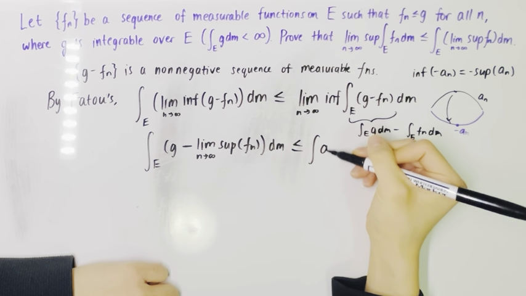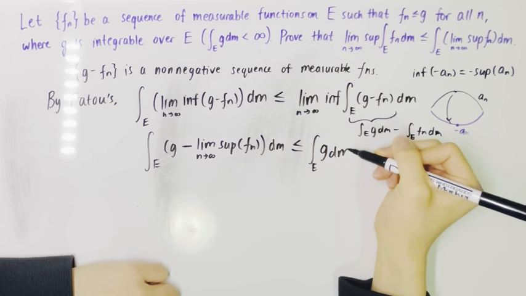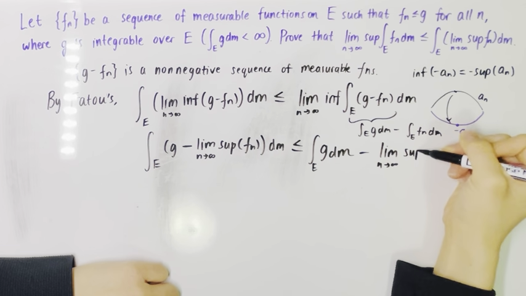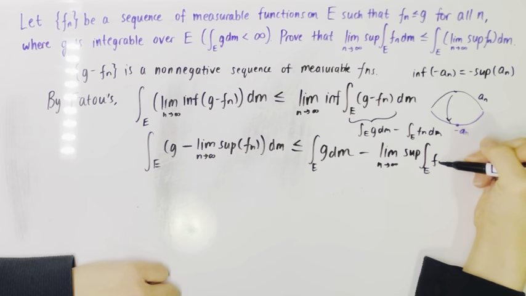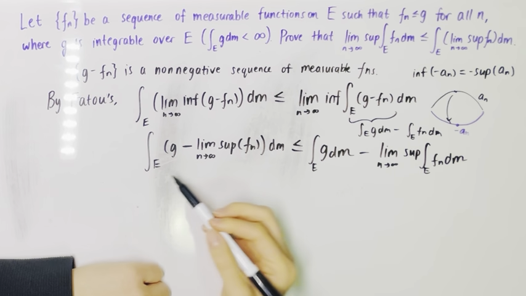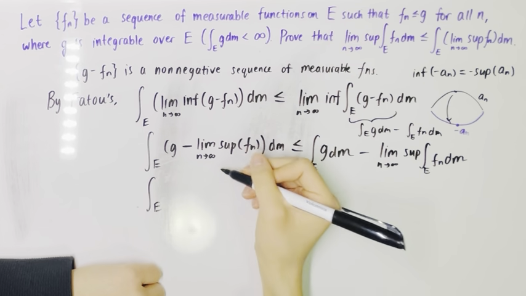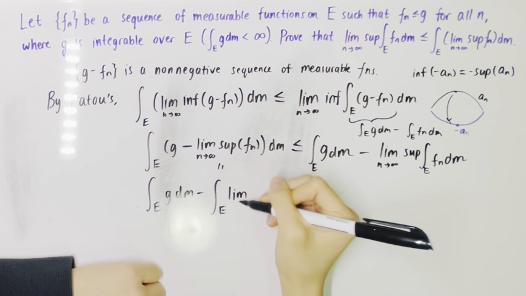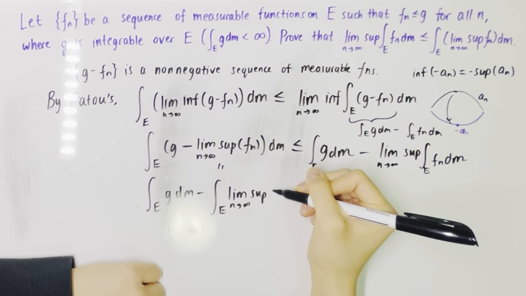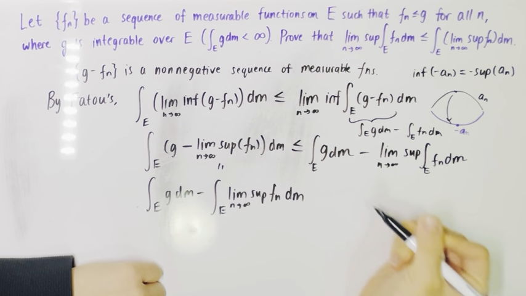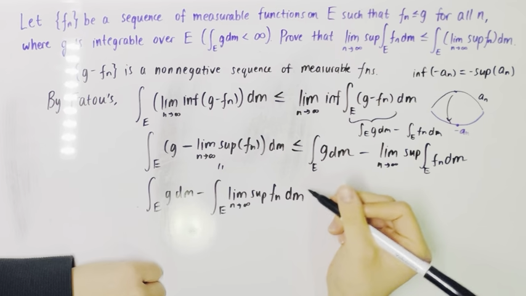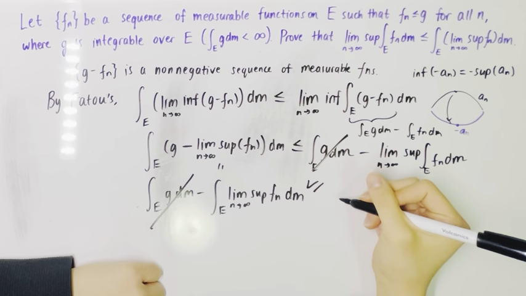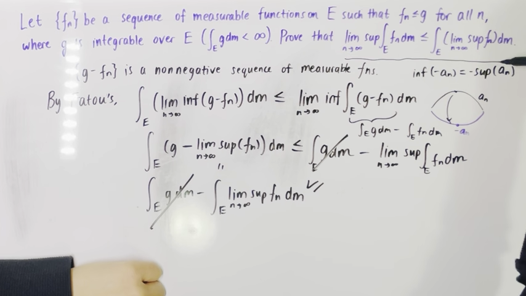So let me just write that out. So this is going to be the integral of g dm minus the integral of the lim sup. And now we can see that our result basically immediately follows. So when we distribute this, this is equal to the integral of g dm minus the integral of lim sup f sub n dm. We can see that this is less than or equal to this. We can cancel these out, and then when we flip this, we get our result. And we're done.